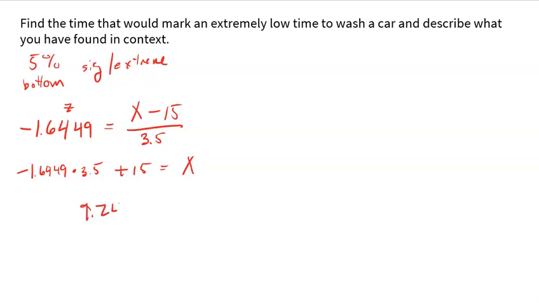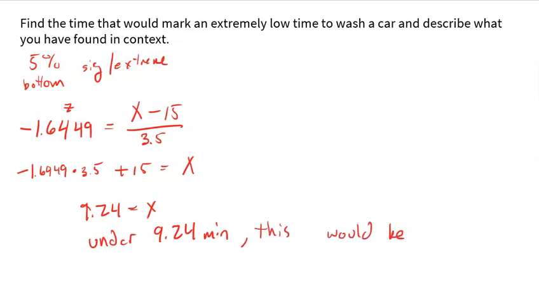All right, so if it were to take Josh under 9.24 minutes to wash a car, this would be extremely low. So there is a 5% probability that it would take 9.24 or more extreme, or lower in this case. And if that would happen, then again, that would be significant. I would wonder why. Why did it take you such a short amount of time? Maybe it was a smart car, a really, really tiny car, or maybe the car was actually pretty clean to begin with and you just kind of sprayed it off with water. You know, there has to be an explanation for why it took you that short.